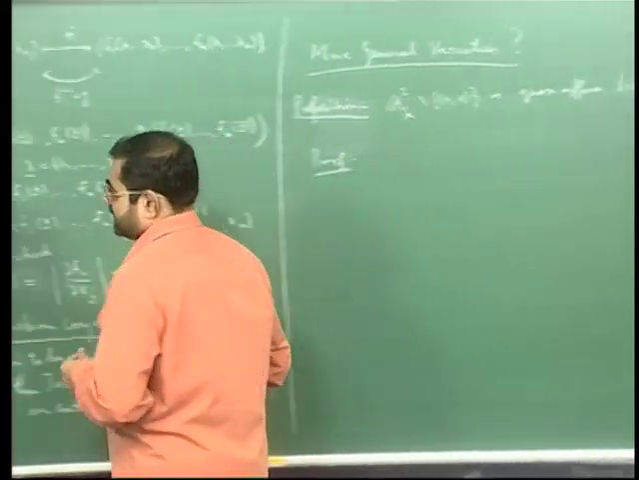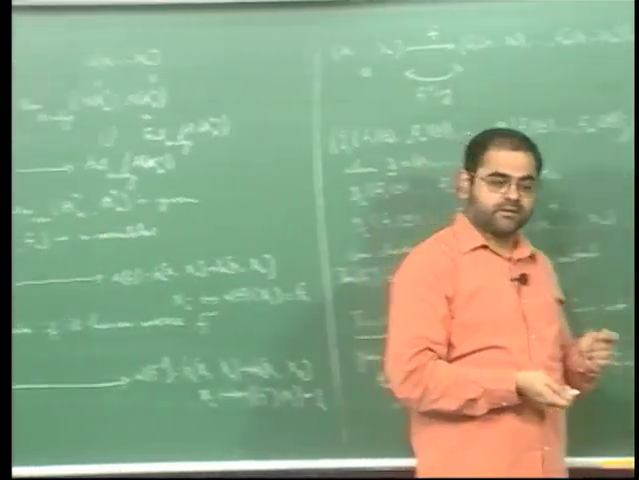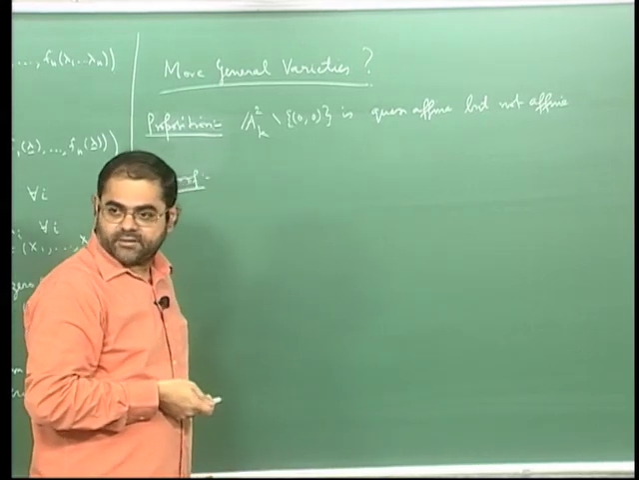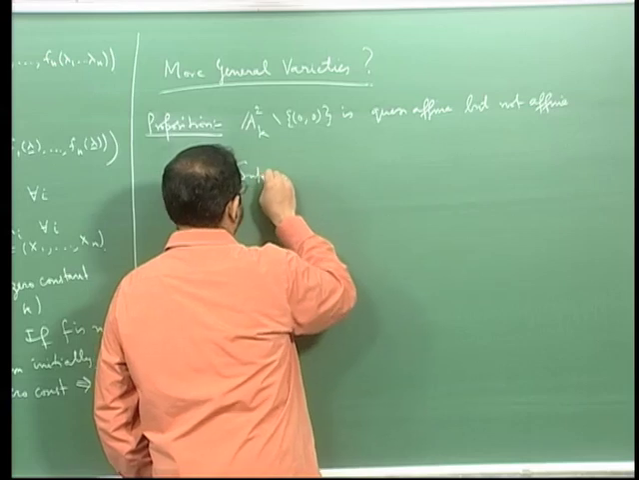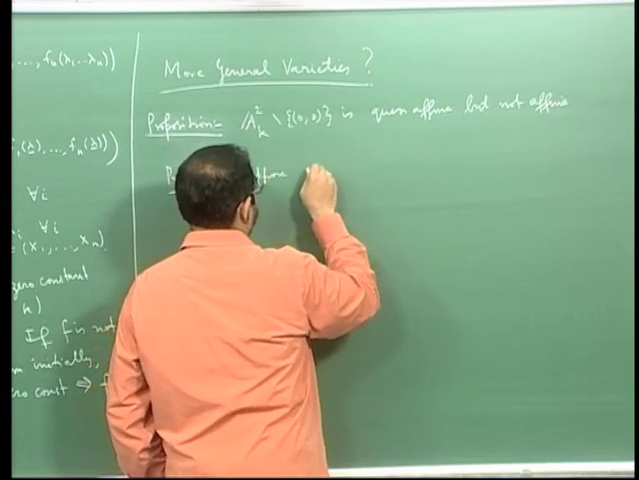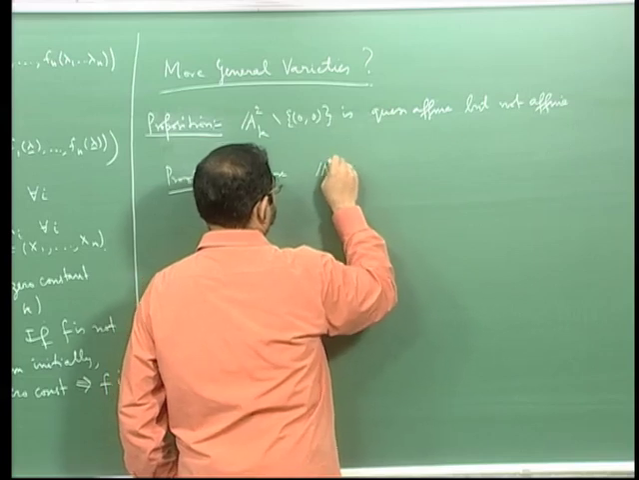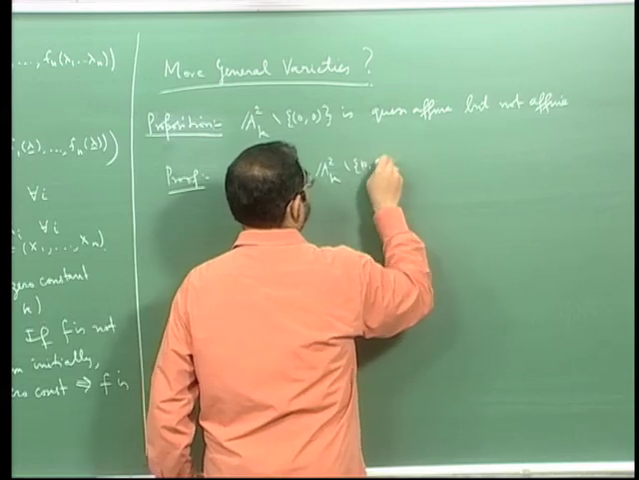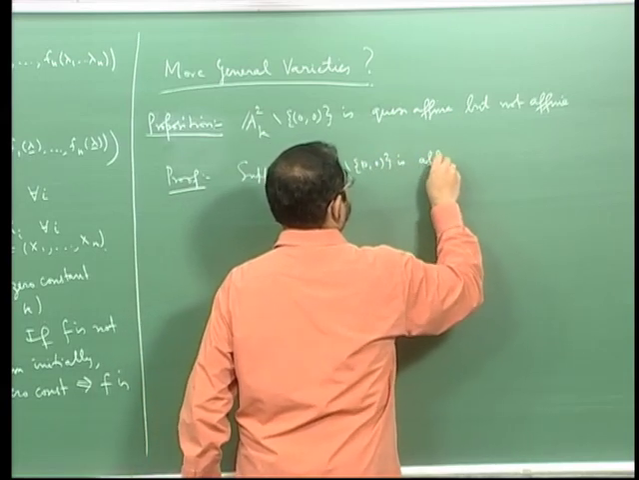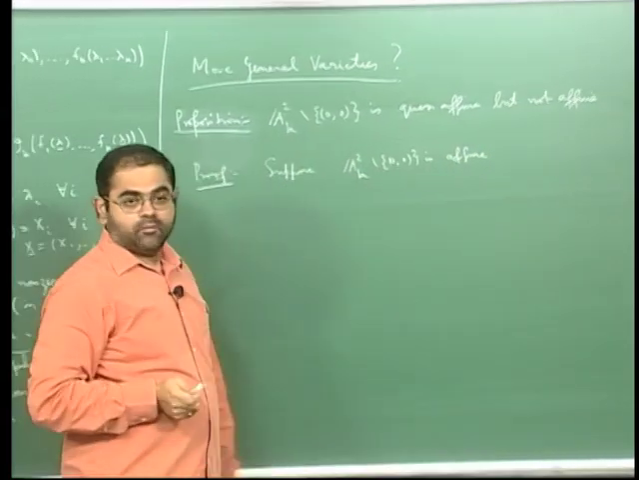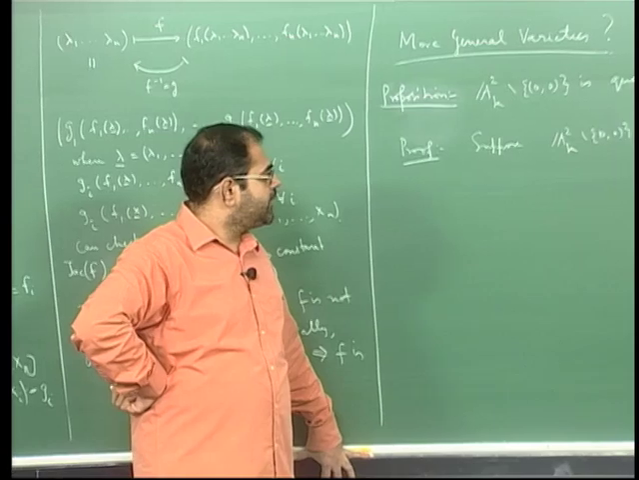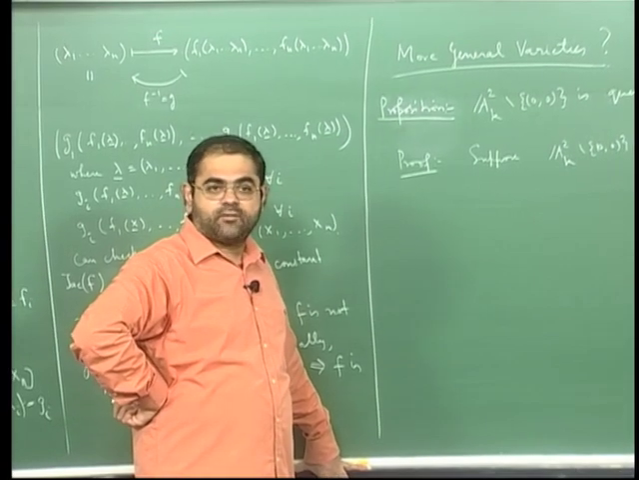But the way we prove it is, we use all the techniques that we have developed so far, at least some of them. We prove by contradiction. So suppose A2 minus the origin, the punctured plane, is affine. What that means is that I am assuming it is isomorphic to an affine variety. So if it is affine, then it has an affine coordinate ring.